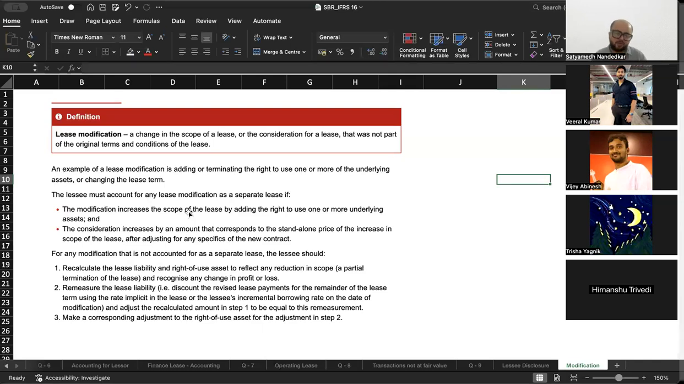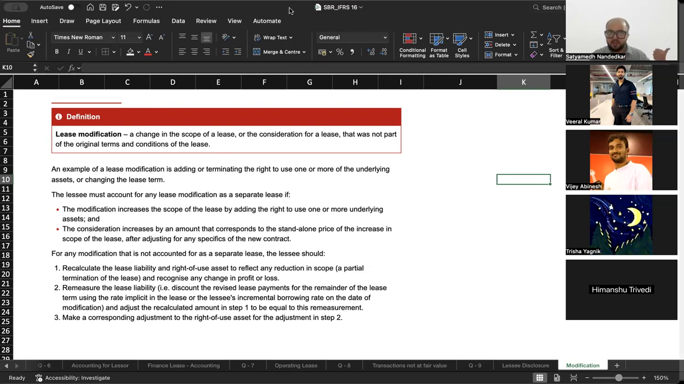The lessee must account for any lease modification as a separate lease if the modification increases the scope of the lease by adding the right to use one or more underlying assets, and the consideration increases by an amount that corresponds to the standalone price of the increase in the scope of the lease after adjusting for any specifics of the new contract. For any modification that is not accounted for as a separate lease, the lessee should recalculate the lease liability and right of use asset to reflect any reduction in scope and recognize a change in P&L.